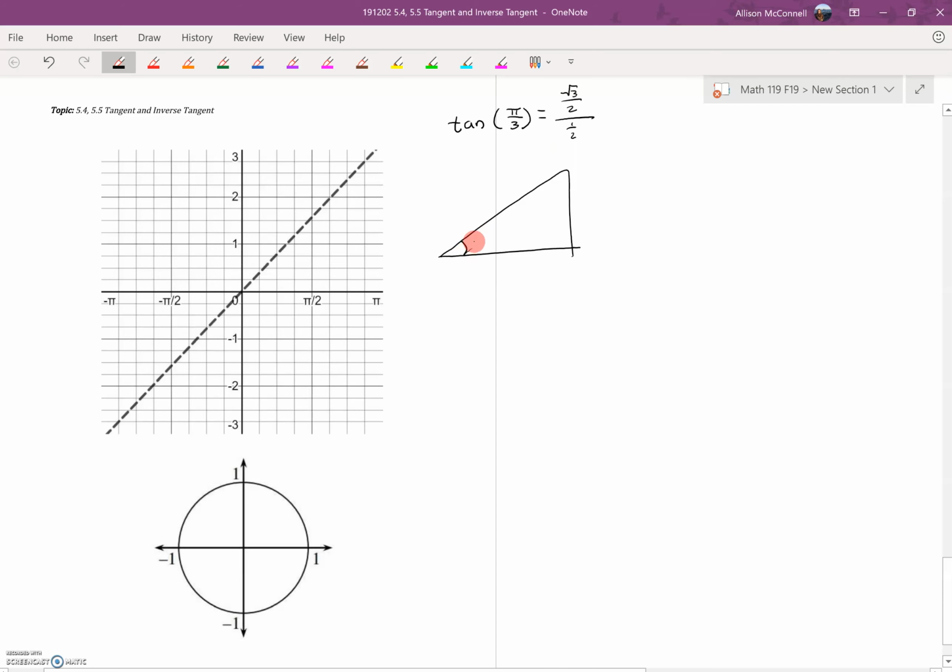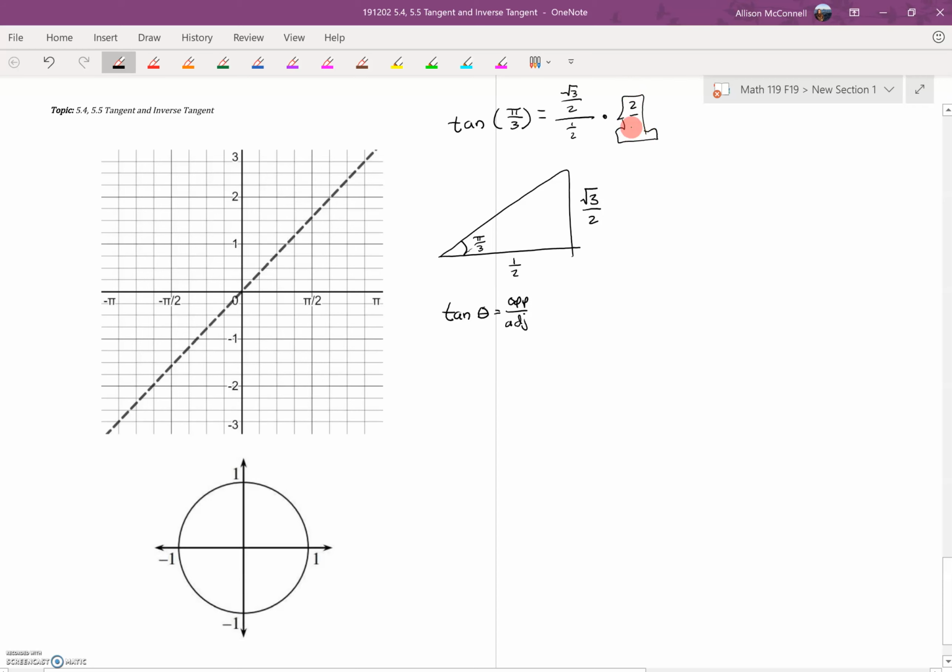And this led students to draw diagrams such as a reference angle with pi over 3. And then we know that tangent of an angle is defined as the opposite side, according to that angle, over the side adjacent to that angle. And so a lot of students wrote their triangle as root 3 over 2 being the opposite side and 1/2 being the adjacent side.